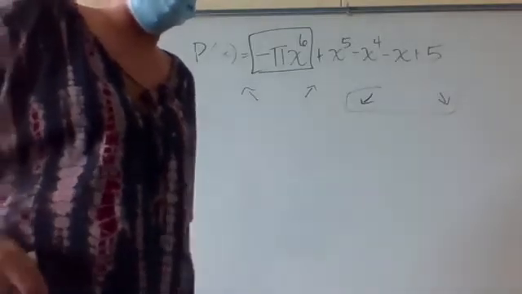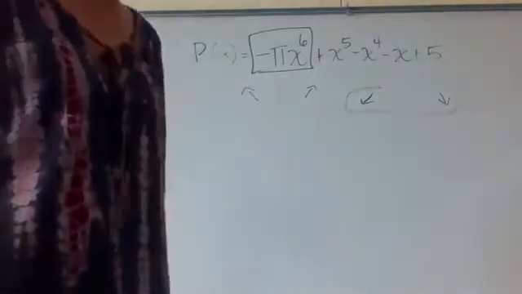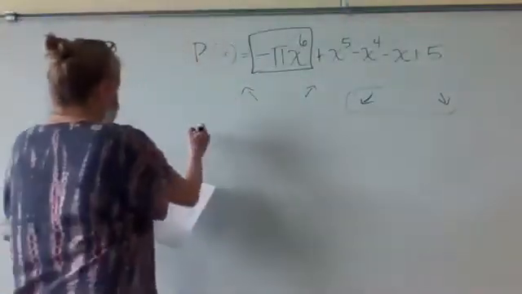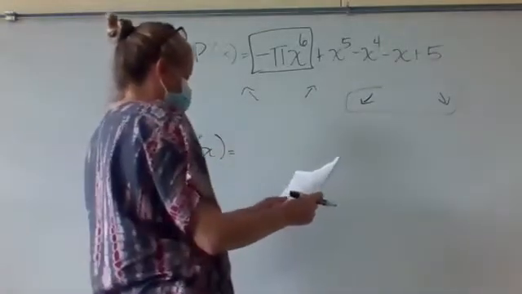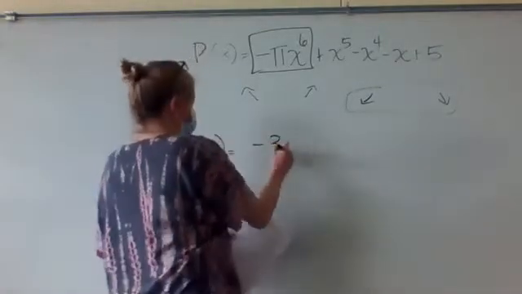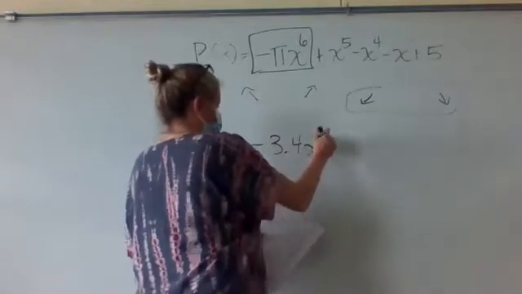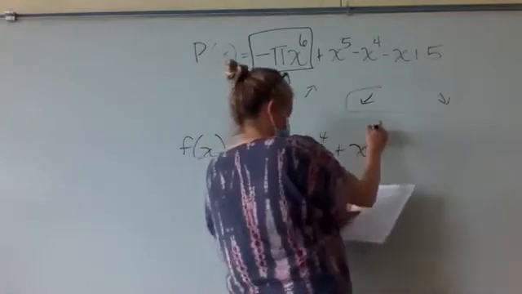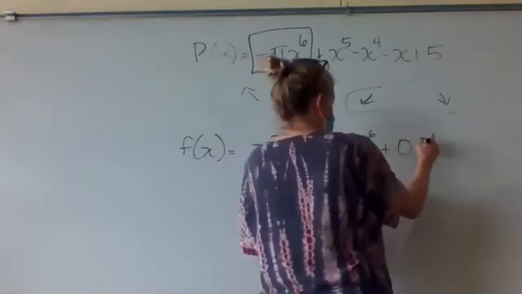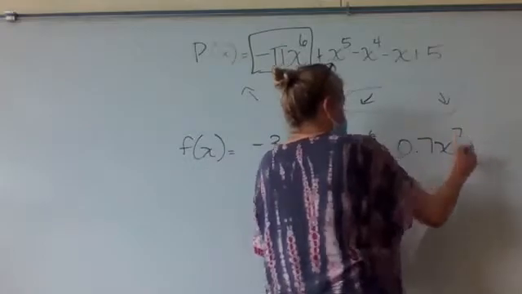All right, number 2, since number 2 is dealing with the same topic, it's also end behavior. I'm just going to write it right below this. F of x equals negative 3.4x to the 4th plus x to the 6th plus 0.7x to the 7th.